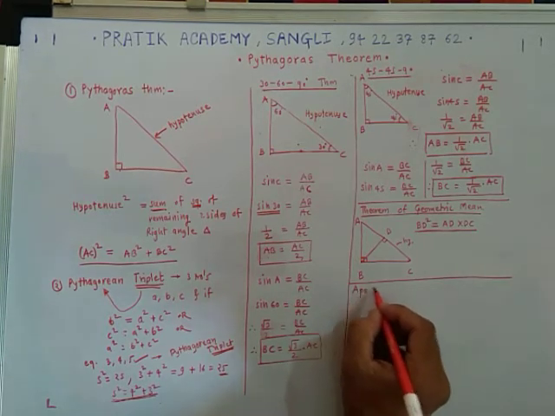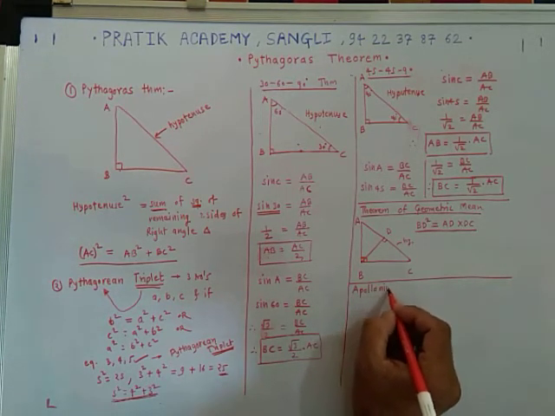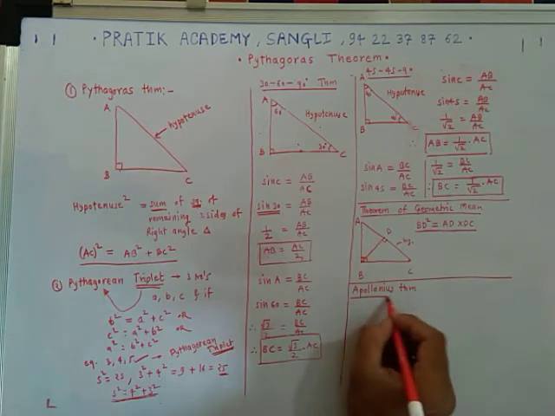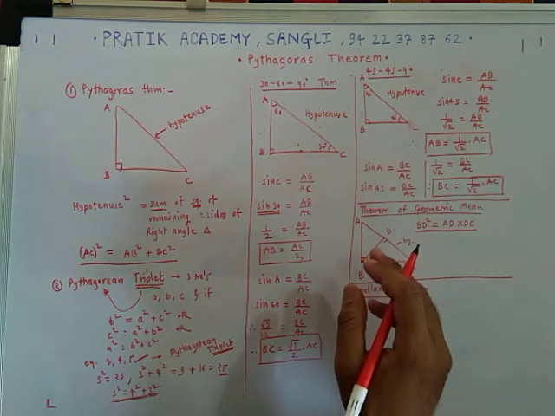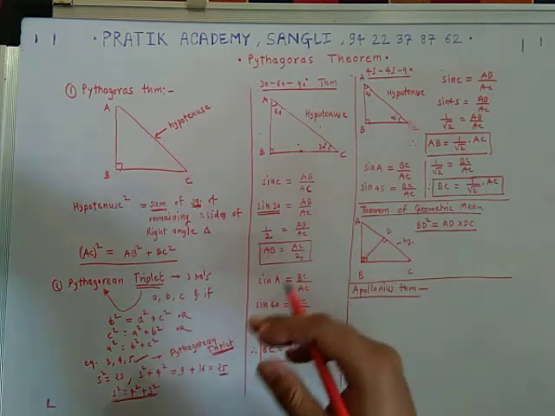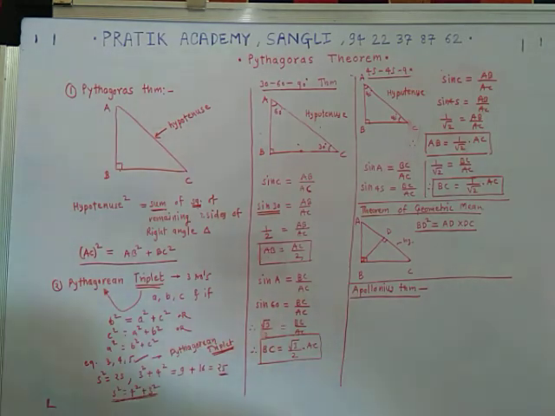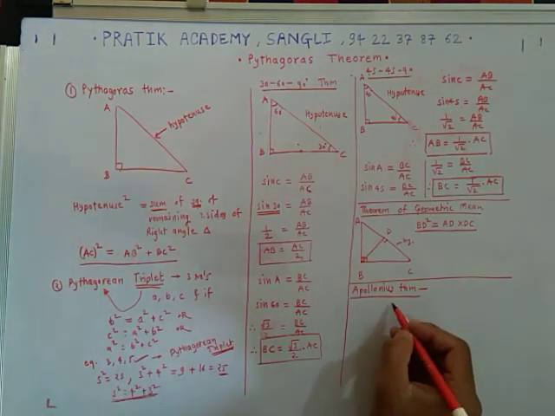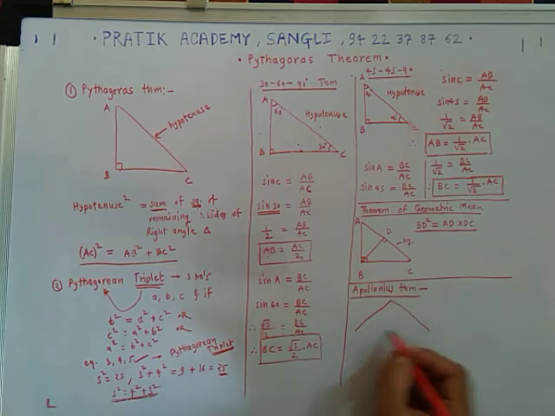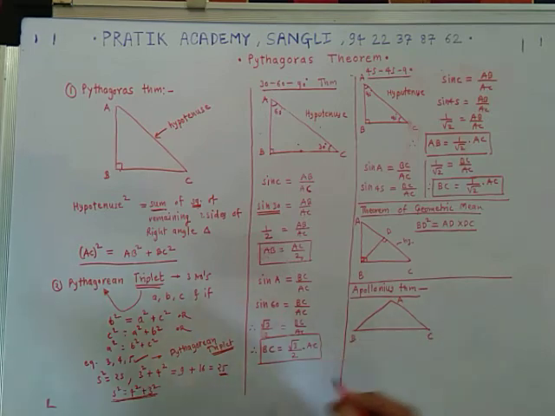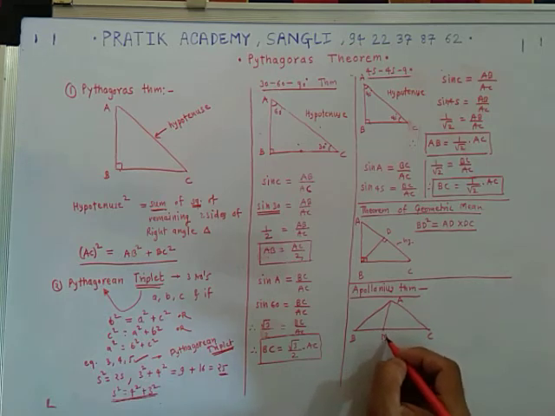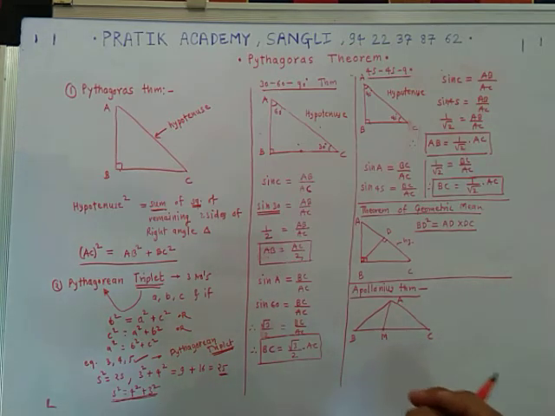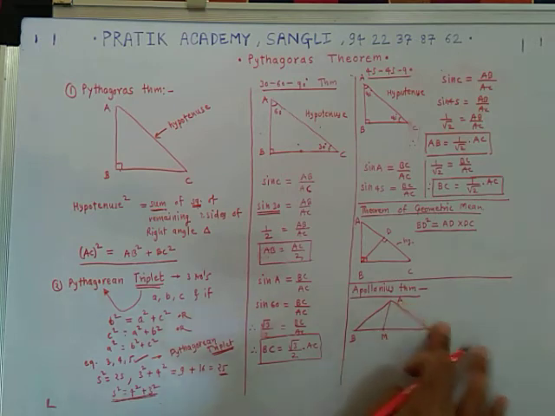Spelling: Apollonius theorem. Okay, this theorem is not included in your syllabus for batch 2019-20, but for other batches it is in the syllabus. So what is the theorem? The theorem is simple. Okay, suppose this is a triangle, any triangle ABC, and if I take M as a midpoint of side BC, I will draw properly here.